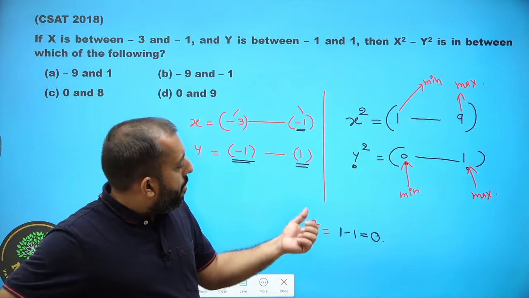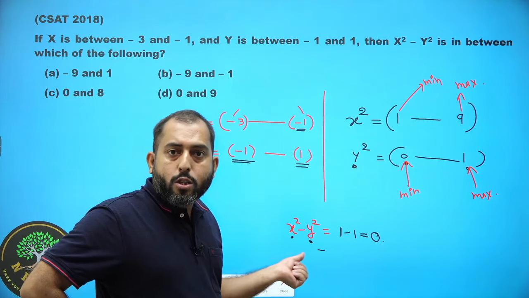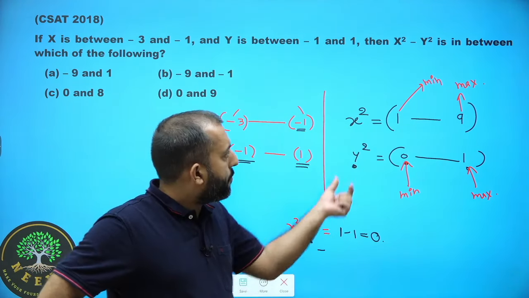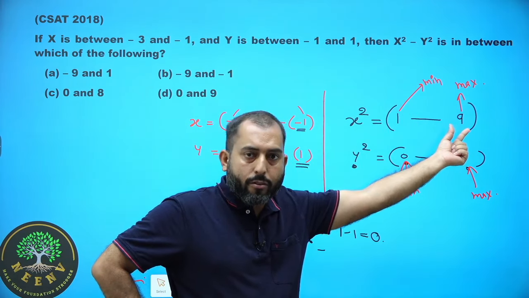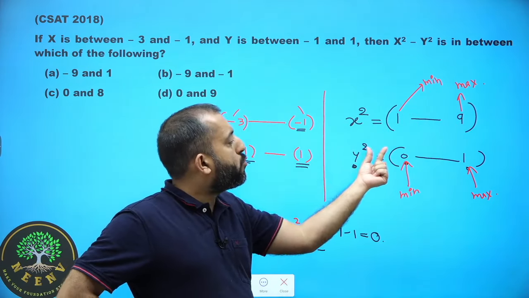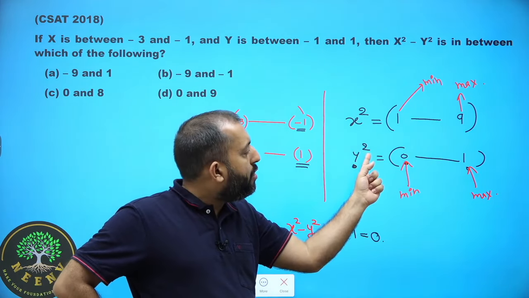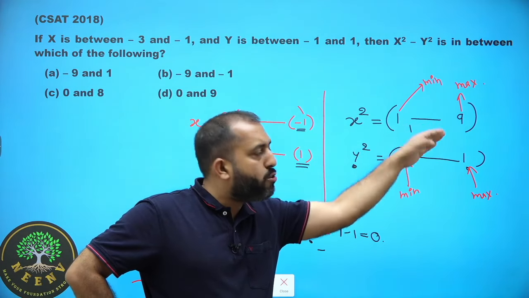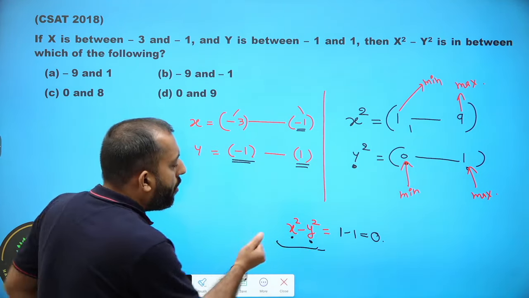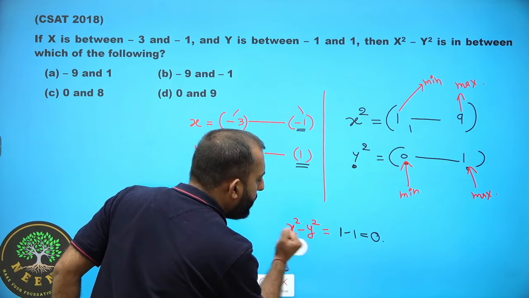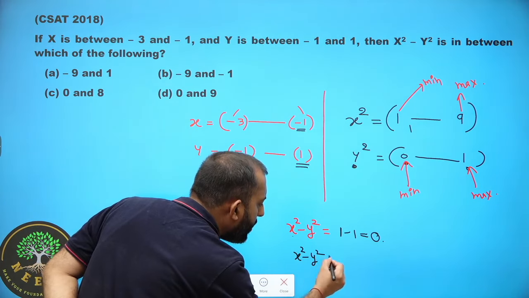Why? This answer cannot be negative. x square minus y square cannot be negative. Why? All the values of x square are positive values. All the values of y square are positive values. At the same time, the values of y square are less than the values of x square. So that is why the minimum value of x square minus y square should be 0. What about the maximum value of x square minus y square?